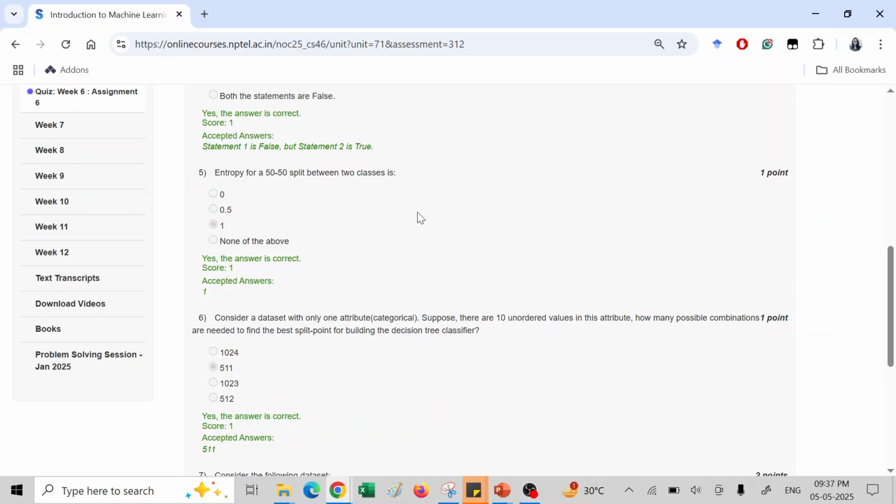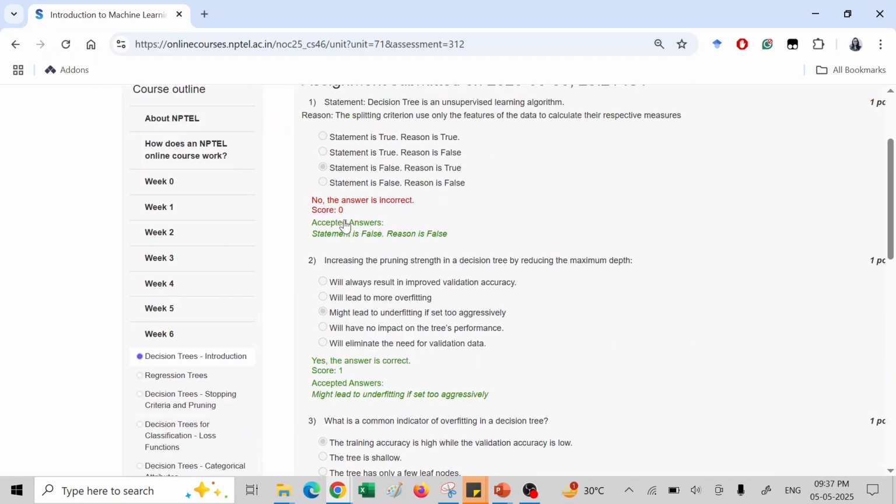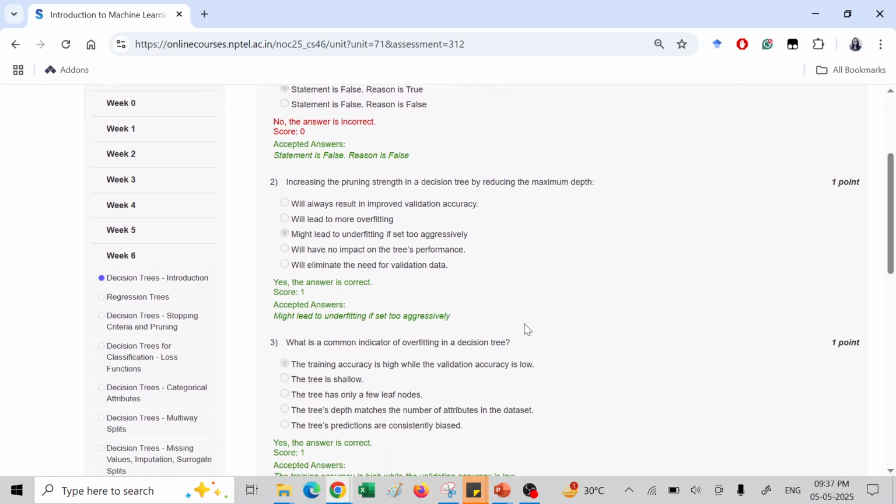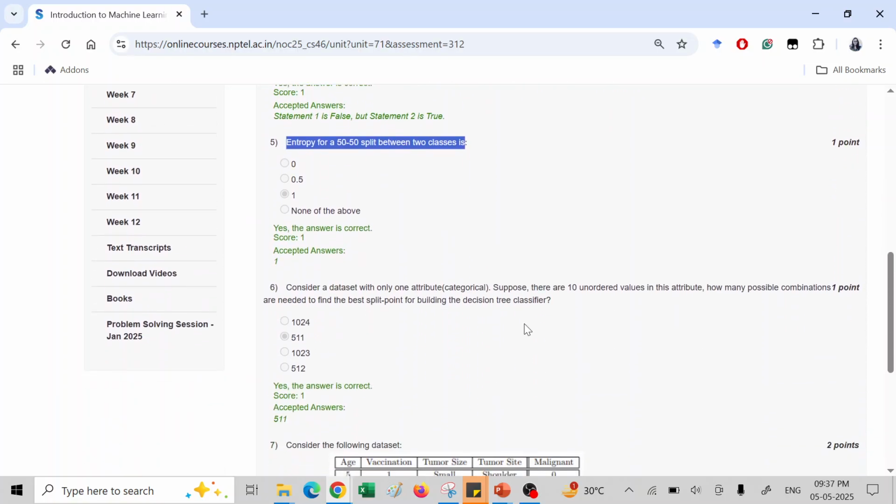Hello everyone. So today I am going to discuss a small problem in decision tree. This is one question from this course Introduction to Machine Learning by NPTEL. This is a question from the week 6 assignment.